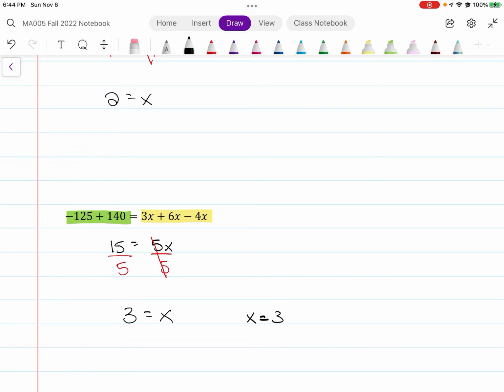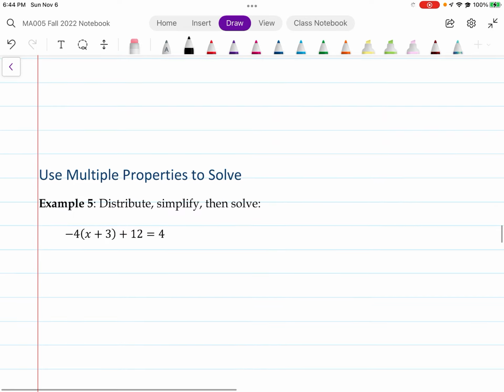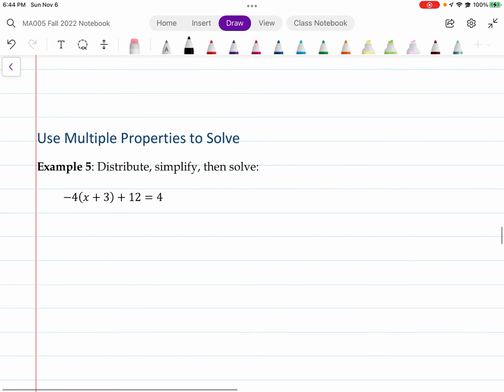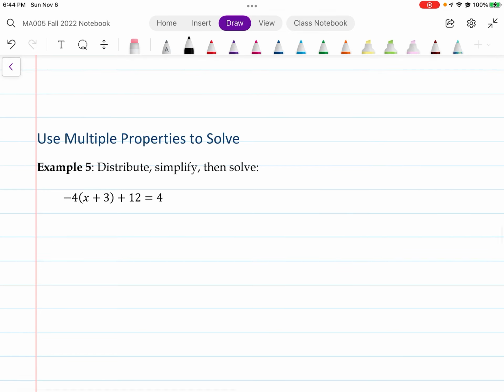It doesn't matter. All right, now we're going to combine different properties together to solve these. All right, so there's a lot of problems here. So you can fast forward through any that you feel like you've got. You can pause and do problems, and I recommend you pause every single time.